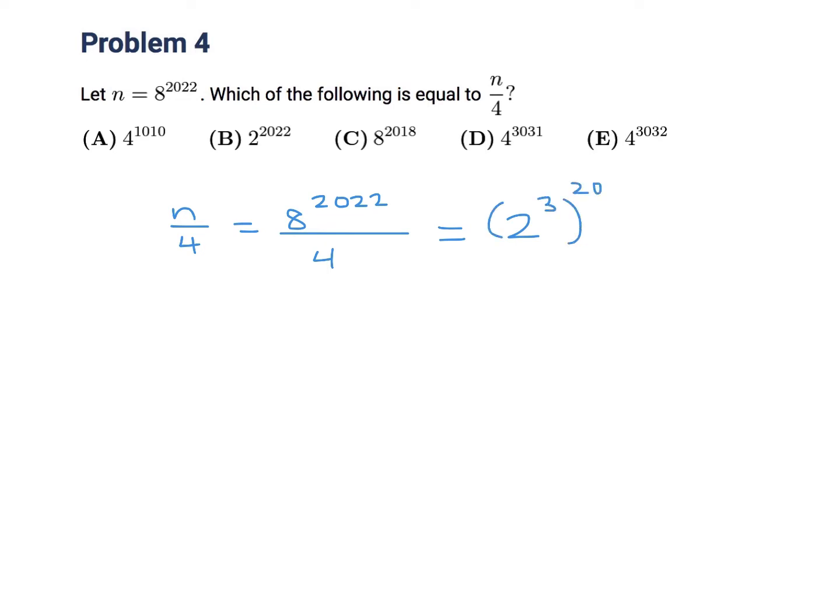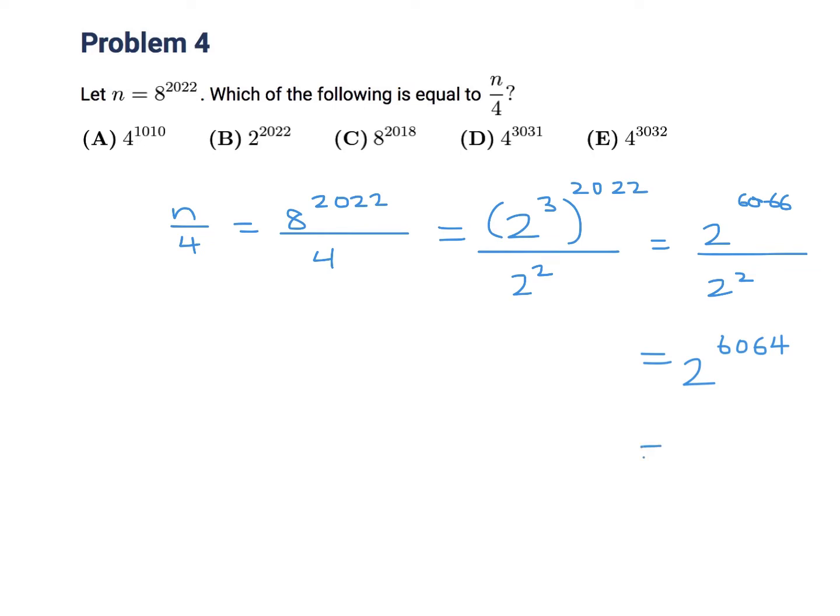So if I do that, then I've got this 2022, but the 8 is 2 to the power 3, and the bottom is 2 to the power 2. So this top becomes 2 to the power of 6066, and the bottom is 2 to the power 2. Then combining exponents with exponent laws, you get 2 to the power of 6064. Okay, that's about as far as I can get, and that is not one of the answers.